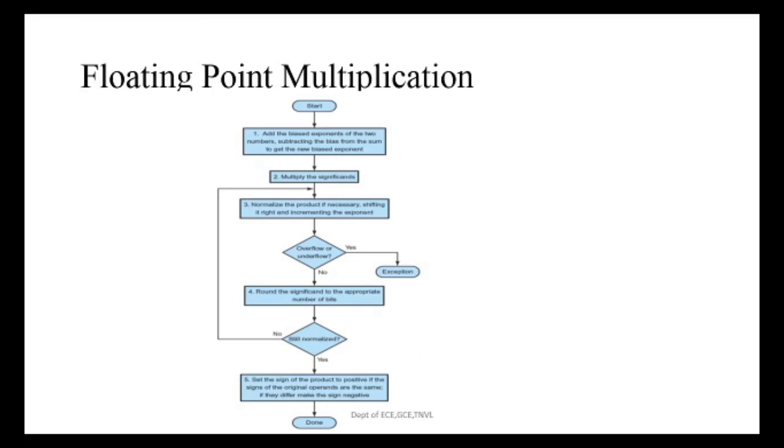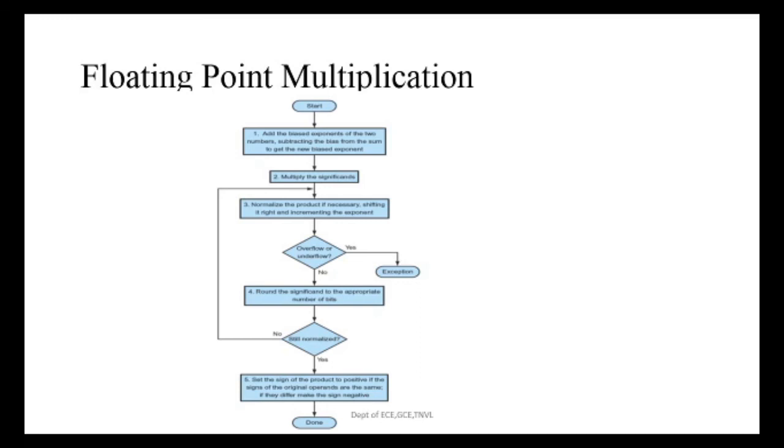The fourth step, once it is normalized, is to check for overflow or underflow. If there is overflow or underflow, it goes to the exception part of the program; otherwise it goes to the next step. We need to round the significand to the appropriate number of bits. Then again we need to check whether it is normalized or not. If it is not normalized, then we repeat from step 3; otherwise we come to step 5. Set the sign of the product to positive if the signs of the original operands are the same. If they differ, make the sign negative.